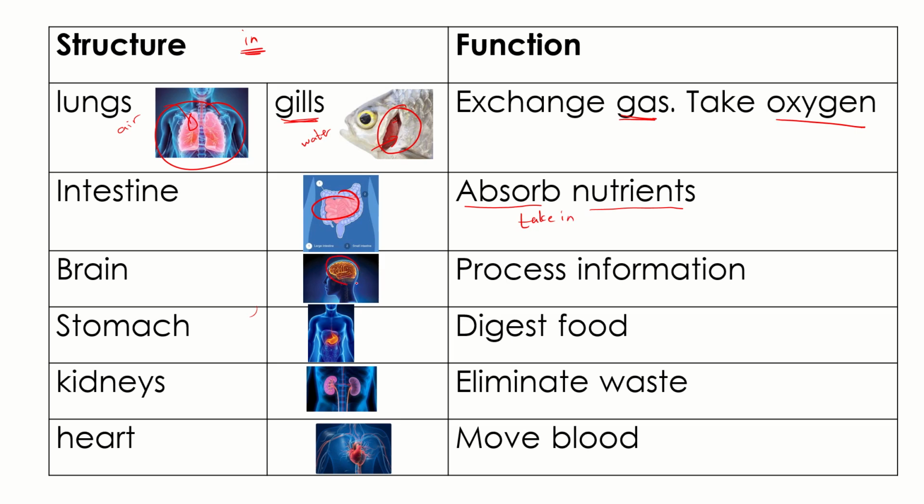The brain helps animals to process information. The stomach helps us to digest food. The kidneys, these things over here, help to eliminate waste. They take out waste. And the heart helps us to move blood around our body.